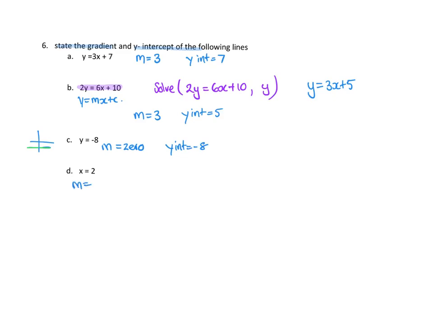Yes? All right, what about this one? What's the gradient? What did we say with those ones? X equals 2? It was a straight up and down line. Yeah? It looks like this line, so it is undefined. And does it ever cut the y-axis? Look back. So, what's the y-intercept? There is none, isn't there? So, no y-intercept for that one.